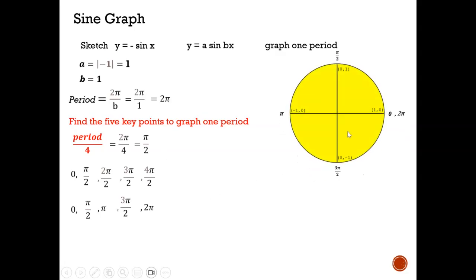Now to graph it, again, we go back to the circle. The x is the cosine, the y is the sine. So at 0, my sine is 0.